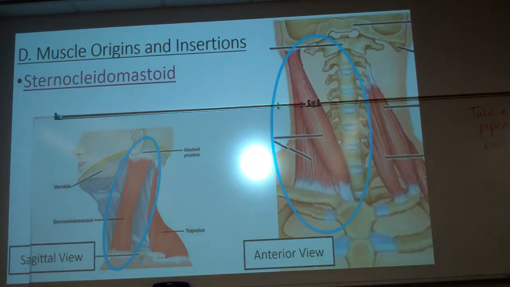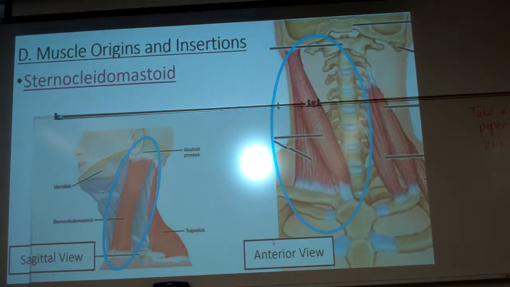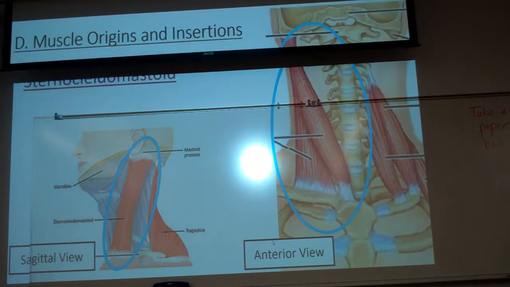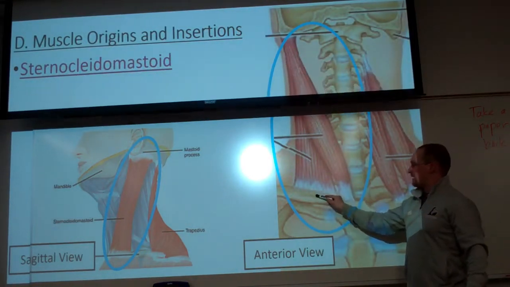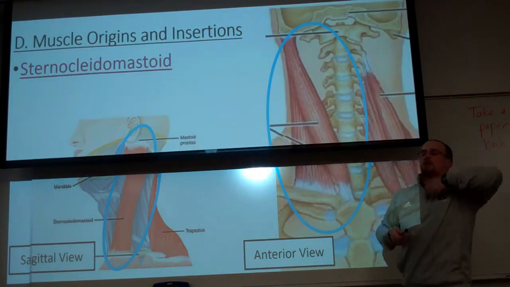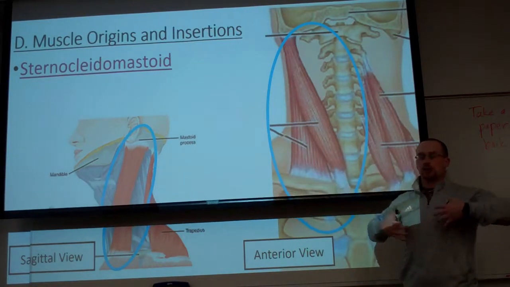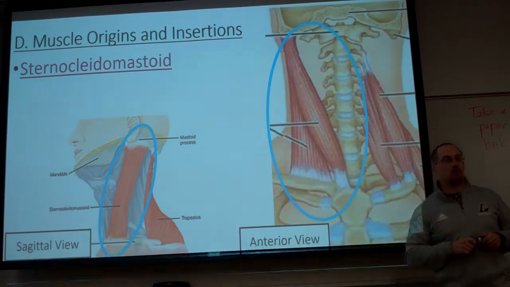And finally, it also helps with forced inspiration. Coming in. And that's because if you notice here, it's attached at the clavicles, helping bring the rib cage up, helps your ribs expand. So it's also going to help with forced inspiration.